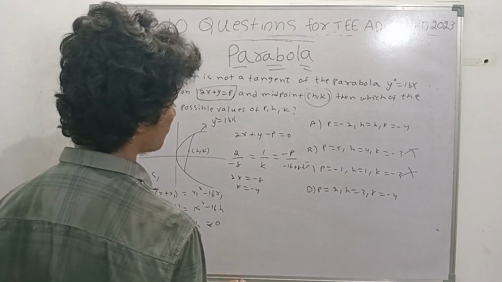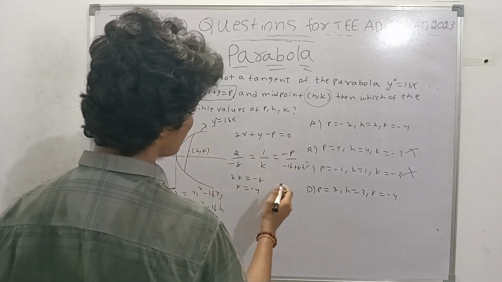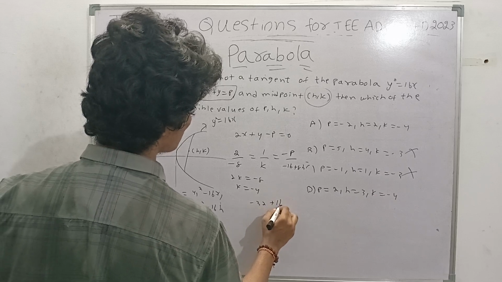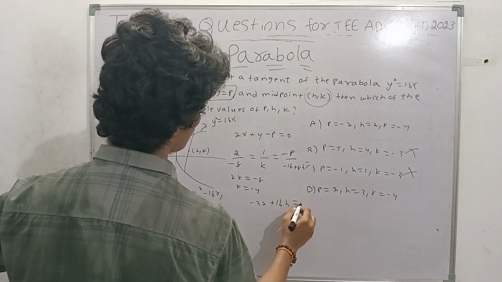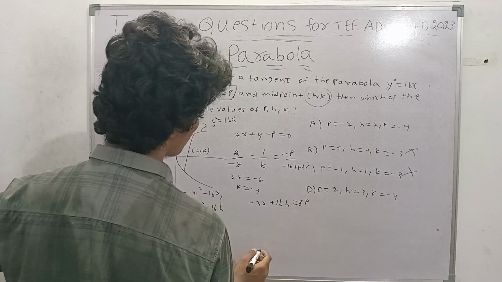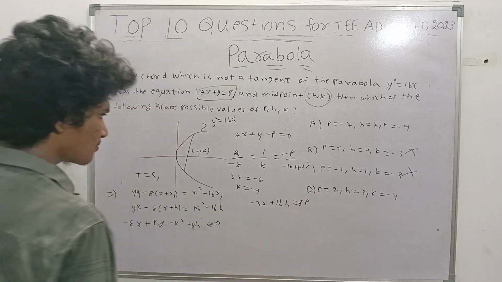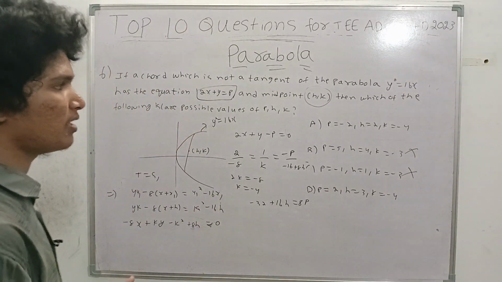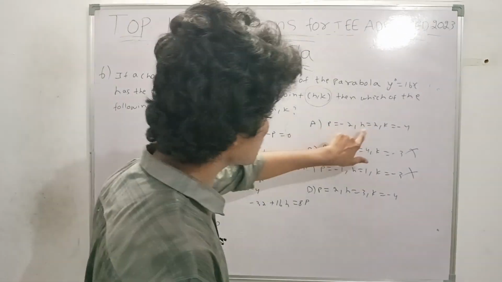Yes, it is minus 16. And when I equate these two things, what will I get? I will get minus 32 plus 16h equal to 8p. So now I can take the possibilities, whether p equal to minus 2, h equal to 2.